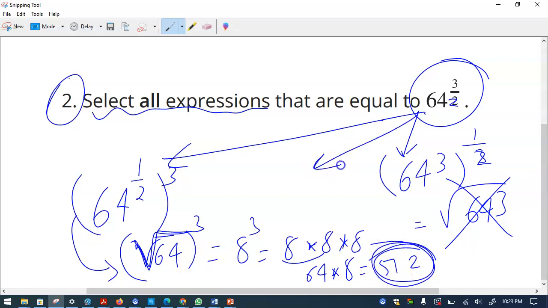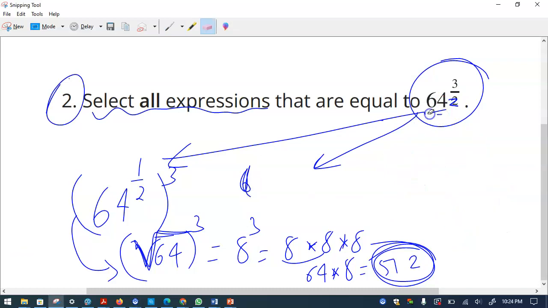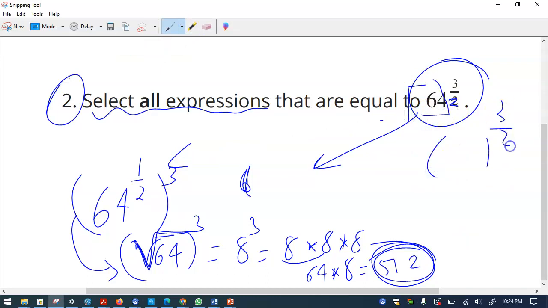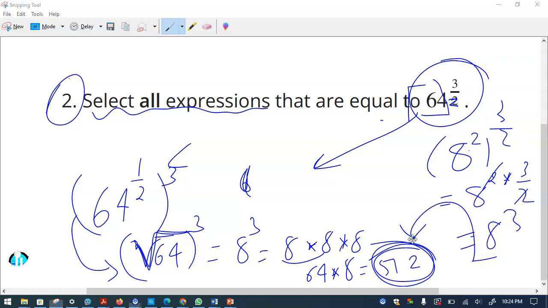You could also write this as, instead of 64, I'll keep this 2 as it is. And in place of 64, look at this, I'm going to write this as 3 over 2. And the 64 is 8 squared. Okay. That means I can write directly this as 8 to the 3 over 2 times 2. You get the same thing.